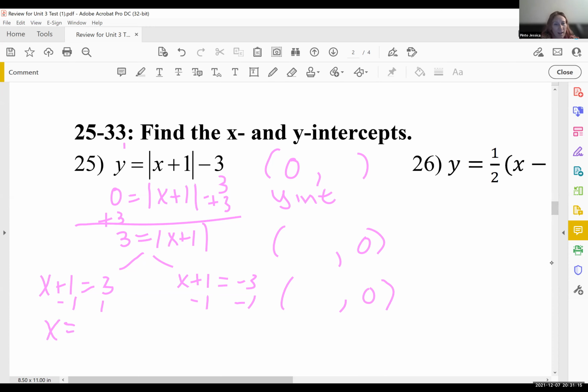So here I got 3 minus 1, which is 2. And then here I got -3 minus 1, which is -4. Great. Let me find the y-intercept. That's when I plug in 0 for x. That's way easier. Look at how little work I have to show. 0 plus 1 is 1. The absolute value of 1 is 1. 1 is positive. 1 minus 3, -2. I told you that was easier.